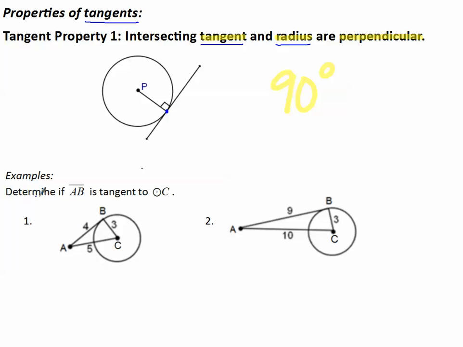First, determine if segment AB is tangent to circle C. So if this segment is tangent to this circle, then here's the radius. This must be a right angle. So that's the question mark. Is this 90 degrees? How do we figure that out? Well, what does this look like? If this is a right angle, this is going to be a right triangle.